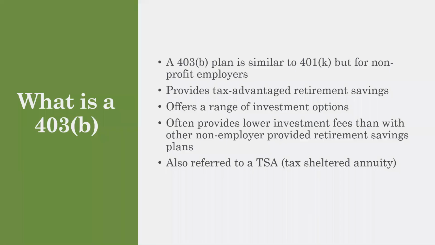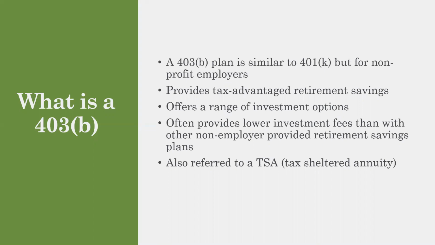So what is a 403B? Well, 403B is similar to a 401k, but it's the type of plan for nonprofit employers such as ours. And the numbers 403B, 401k reference sections of the Internal Revenue Code that allow us to offer these retirement savings programs as employers. And they provide tax advantage retirement savings vehicles in which employees can save through payroll deductions for retirement. The plan offers a wide range of investment options, mutual funds, bond funds, etc.